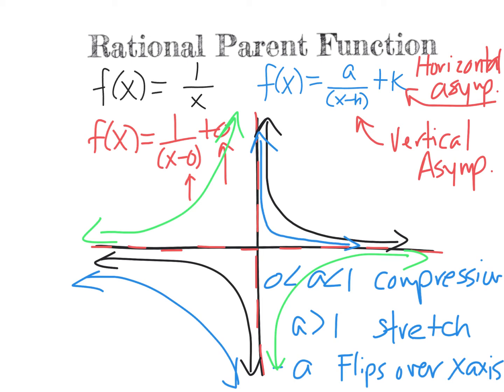So let's get to a few examples. We'll manipulate one at a time. I'll show you how it's an example of horizontal shift, a vertical shift. I'll show you how A is affected, and then we'll do some examples where we put it all together.